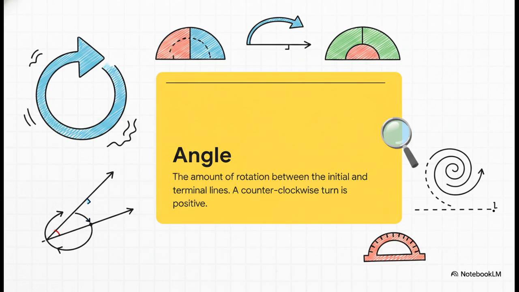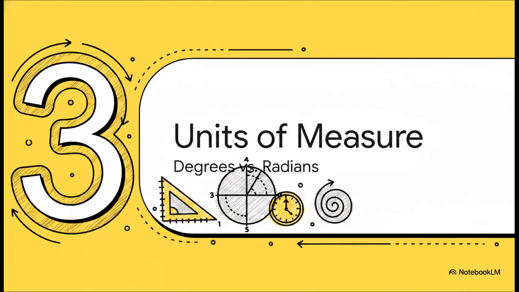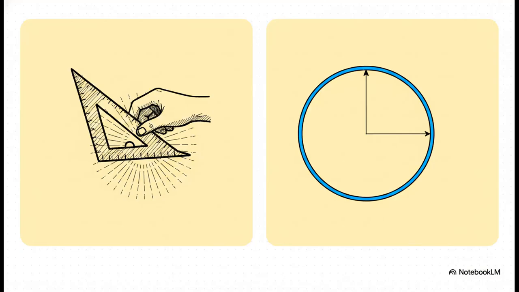And just so we're all on the same page, the standard in math is to say that a counterclockwise turn is a positive angle. So now that we agree an angle is a turn, we need a way to measure how much of a turn it is. And it turns out there are two main languages we can use. You for sure know the first one, but the second one, that's where things get really cool. On one side, we've got degrees. This is the system we all learn in school, and it's completely human-made. We think the ancient Babylonians came up with it, probably because 360 is just a fantastic number that you can divide in so many ways.